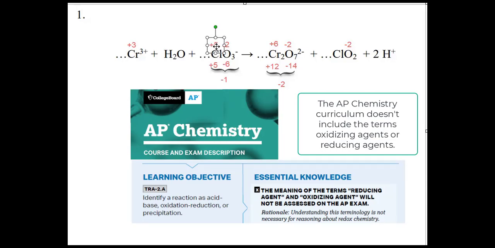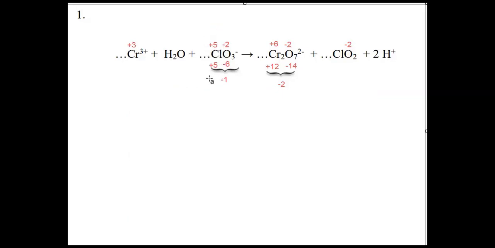Oh, remember AP, we don't have to worry about agents. Here, we've got chlorine with a +5. Let's see what chlorine is as a product. Now, the Cl2 is a compound, so this is going to add up to 0. 2 -2 oxygens is going to be a -4.